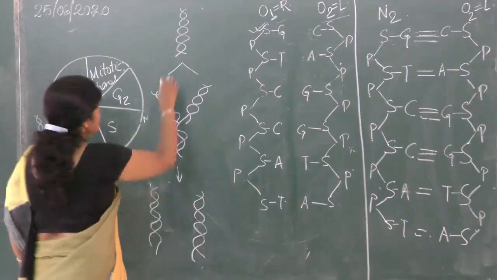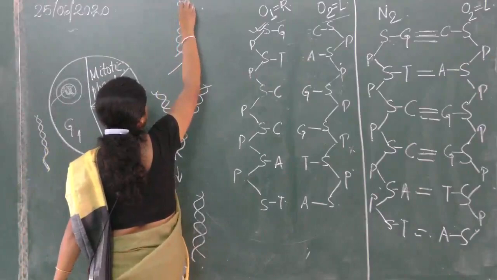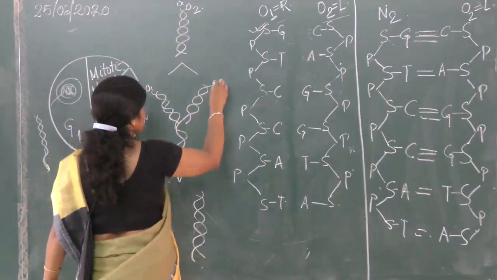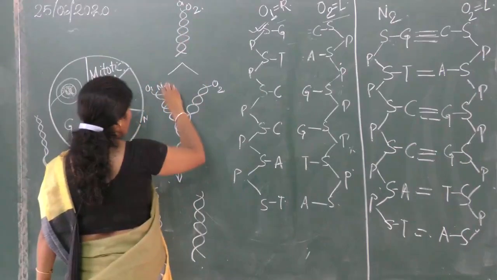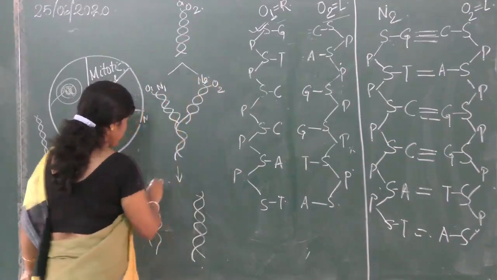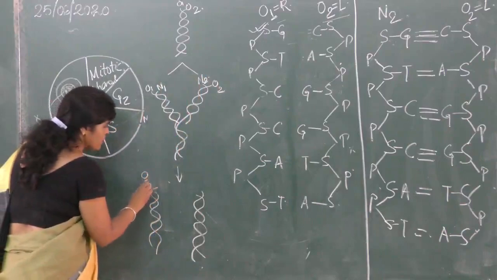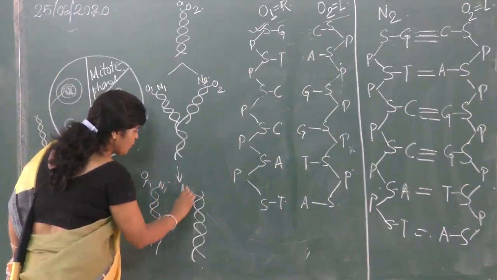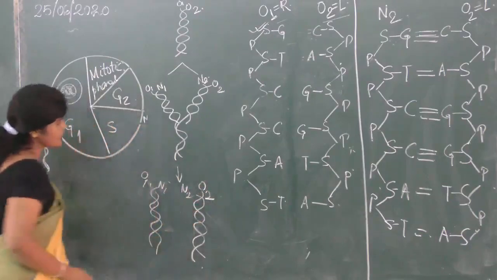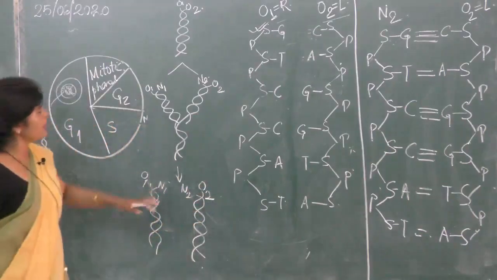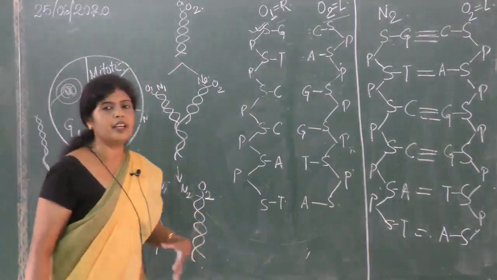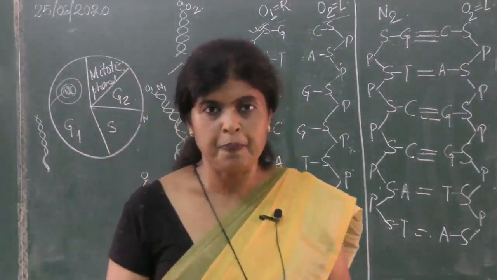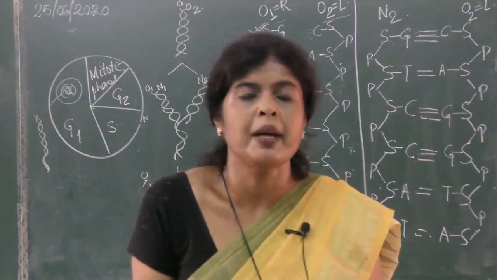Is it all right? Here this is original 1, this is original 2, this is new 1, this is new 2. So each of the DNA has original 1 with new 1, and original 2 with new 2. Is it all right? This method of DNA replication was proposed by Watson and Crick. Is it all right? For which they got the Nobel Prize as well.